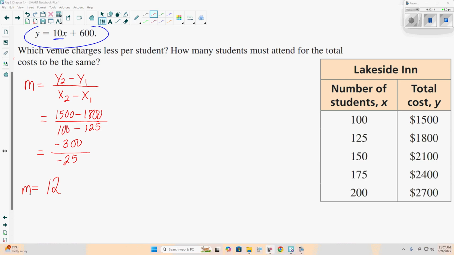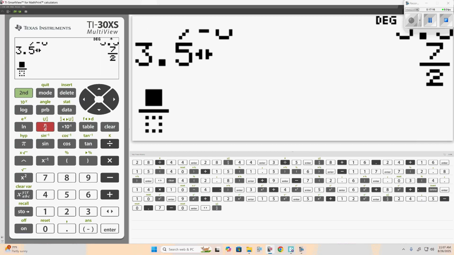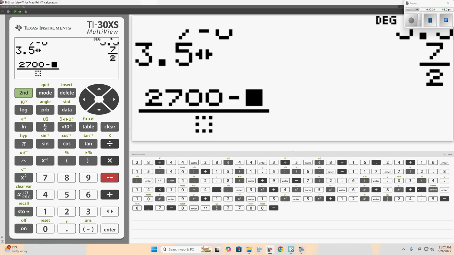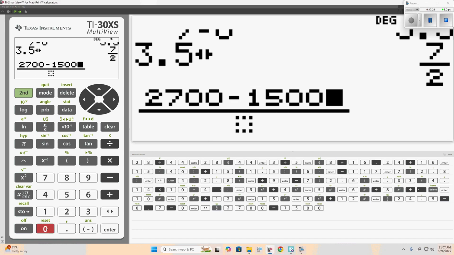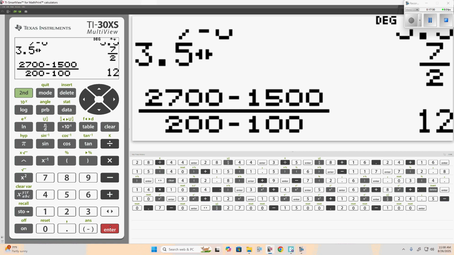Now, does it matter which 2 points I chose? No. Let's say I chose 2700 minus 1500. Our x values would be 200 minus 100. It still gives us 12. So when finding the slope, when they give us a table, it doesn't matter which 2 points we pick. We've just got to pick 2 of them, and it'll give us the slope.